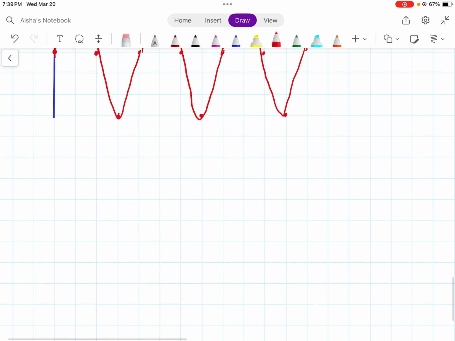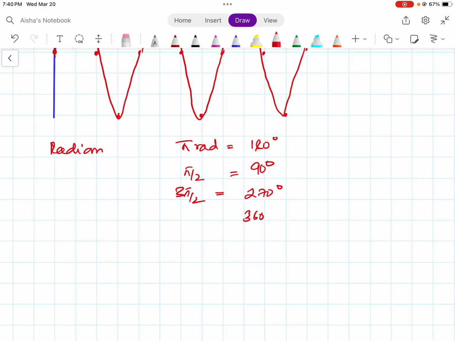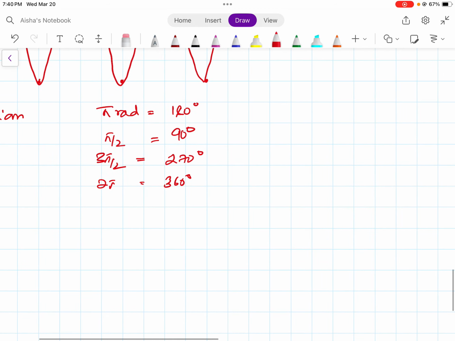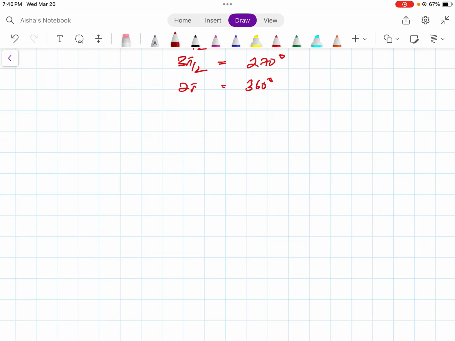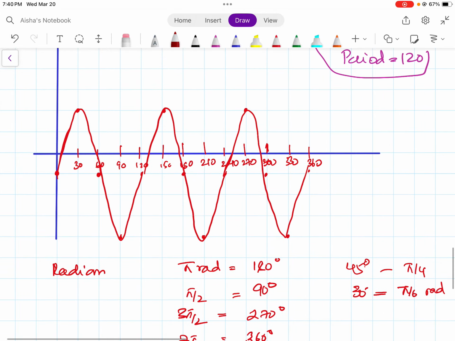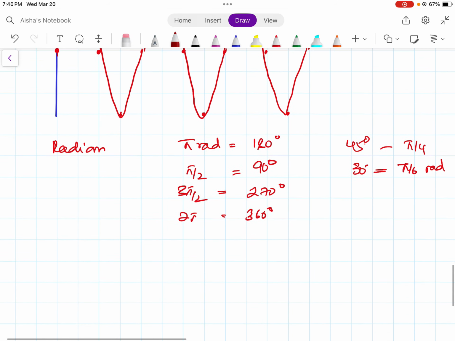Now for the radian mode, you should know pi radians is equal to 180 degrees. So the intervals will change. 90 degrees is pi by 2. 270 degrees is 3 pi by 2. 360 degrees is 2 pi. And if you want to do it further, 45 degrees is pi by 4, and 30 degrees is pi by 6 radians. So you can use a calculator to calculate the intervals. I think that's about it. That's how you draw the graphs.